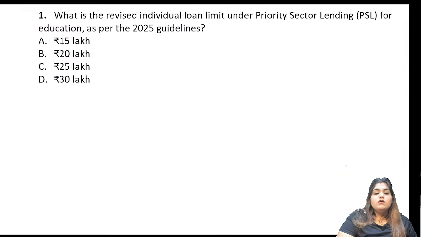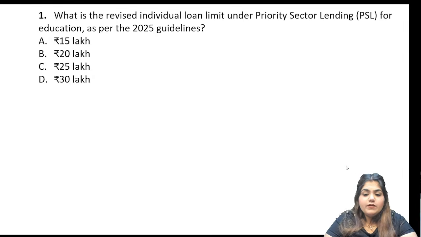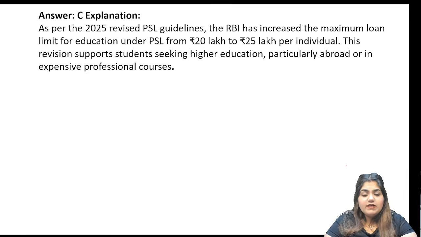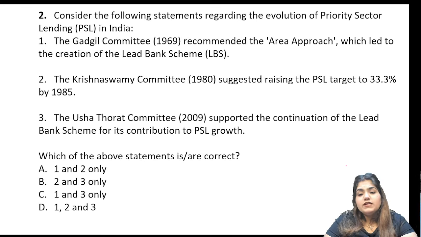What is the revised individual loan limit as per PSL for education? What is the revised limit? It is 25 lakhs. Very good. 25 lakhs. Next, consider the following statements regarding the evolution of PSL.